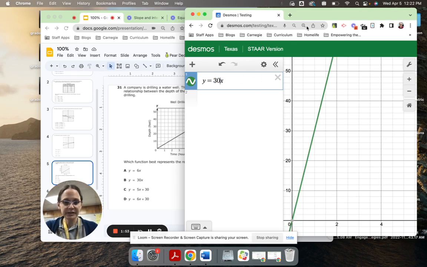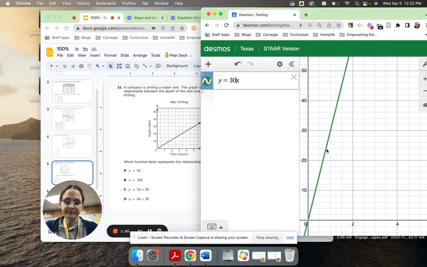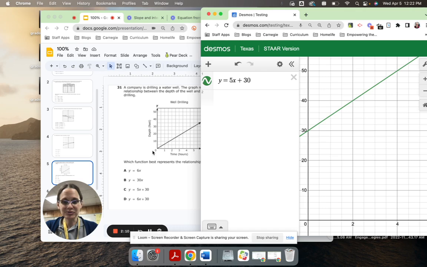Here's y equals 30x. No, that's not right. I can tell looking at the picture. Now that I've set my settings so that I have the same axes as the graph here, I know this is not the right graph. They should look similar and these don't. How about 5x plus 30? No, the graph I need goes through the origin. This graph does not go through the origin, so that's not it. How about choice D? Nope, again, it doesn't go through the origin and it needs to.